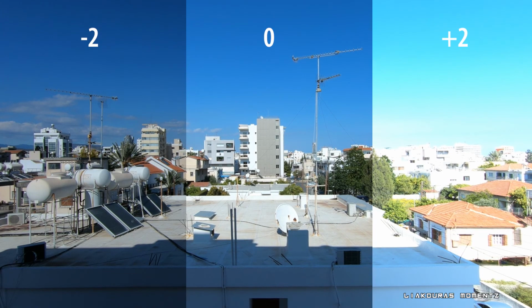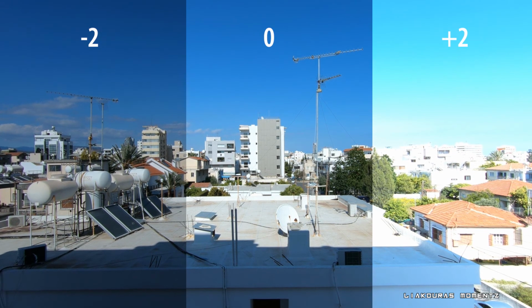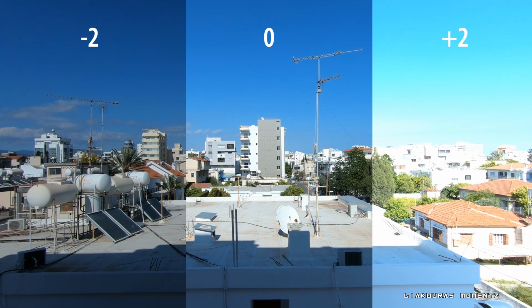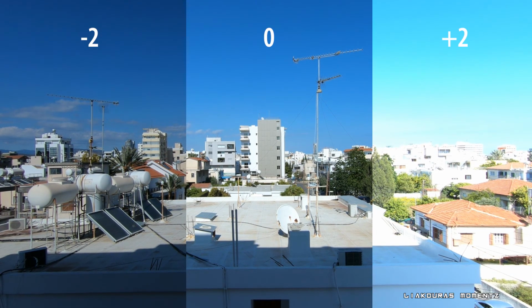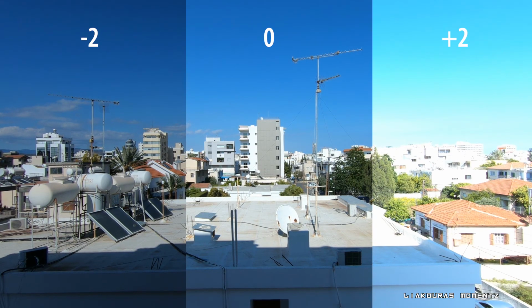And here an example of the exposure. On the left we have -2, in the middle we have 0 and on the right we have +2.